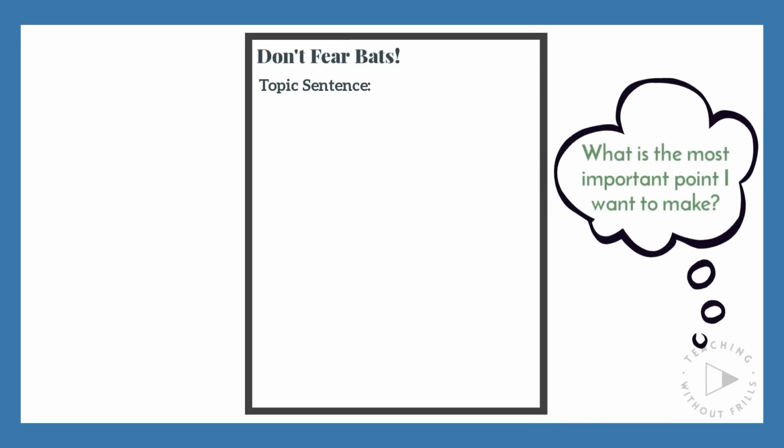You can begin your outline by creating a title, although you may choose to change it as you complete your outline and your draft. My title is Don't Fear Bats. The first section of your outline will be your topic sentence. Ask yourself, what is the most important point I want to make? My topic sentence is, people should not fear bats.